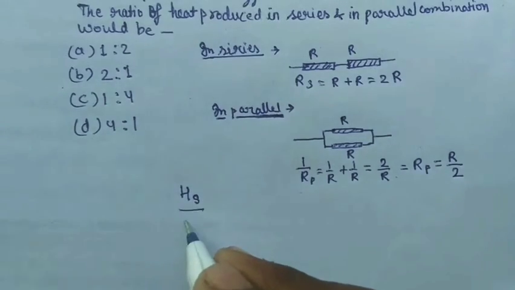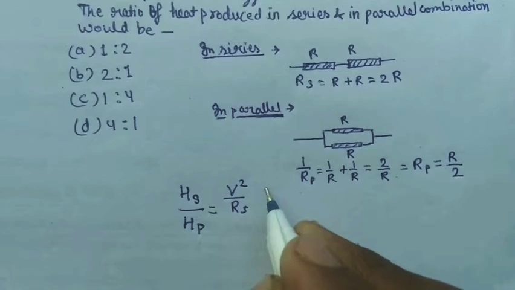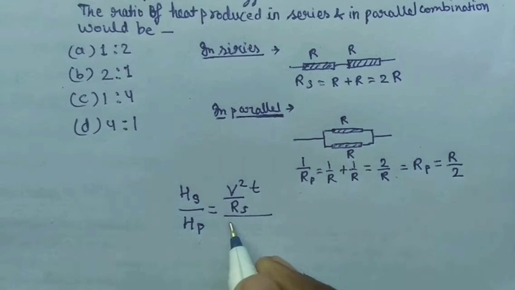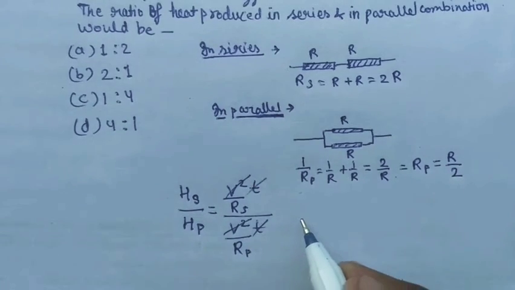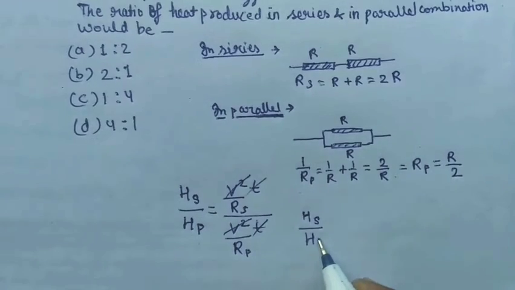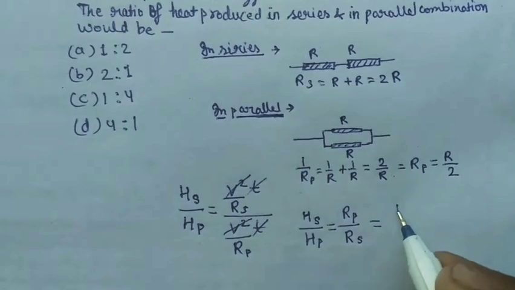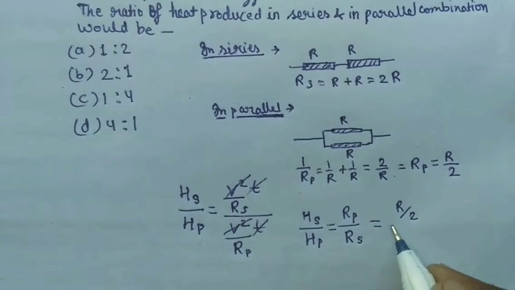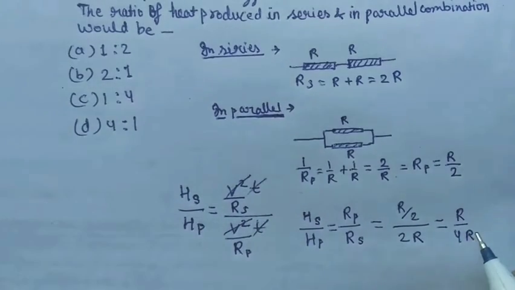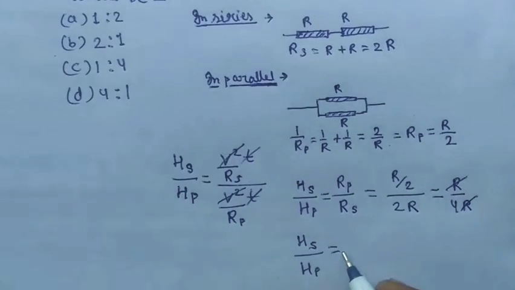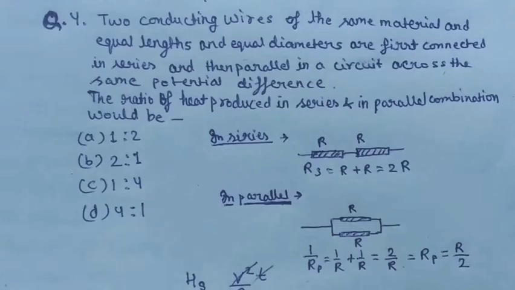Heat produced in series upon heat produced in parallel is equal to V square by Rs into t upon V square divided by Rp into t. V square and t cancel out each other. Heat produced in series upon heat produced in parallel combination is equal to Rp upon Rs. Rp is equal to R by 2, Rs is equal to 2R, so it is R divided by 4R, which is 1 by 4. Ratio is 1:4. C option is correct.